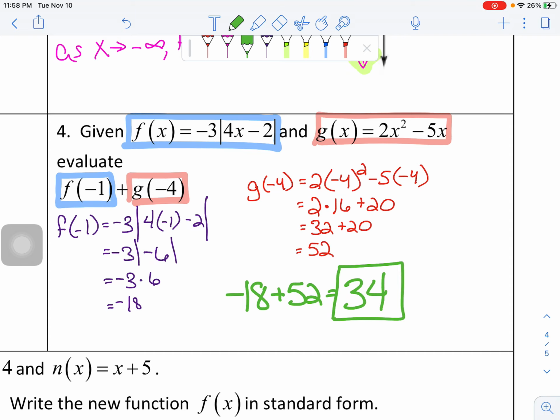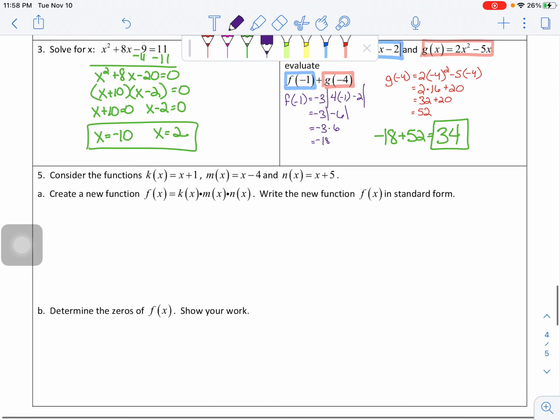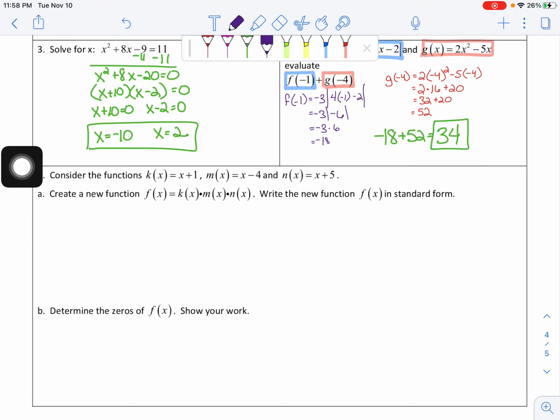Okay. All right, so that's problem number 4. Let me go ahead and roll on down to problem number 5 here. All right, so problem number 5, we've got a bunch of functions, k of x, m of x, and n of x. Create a new function, f of x.